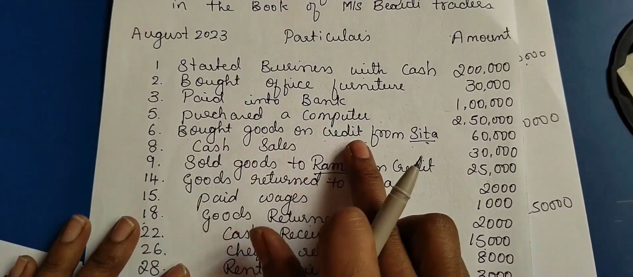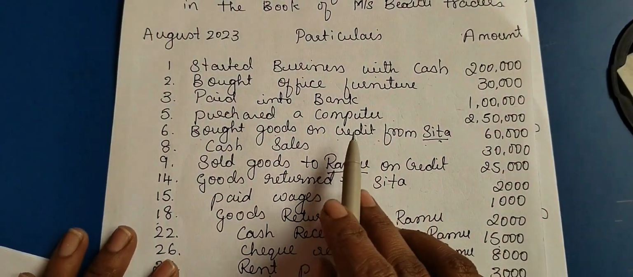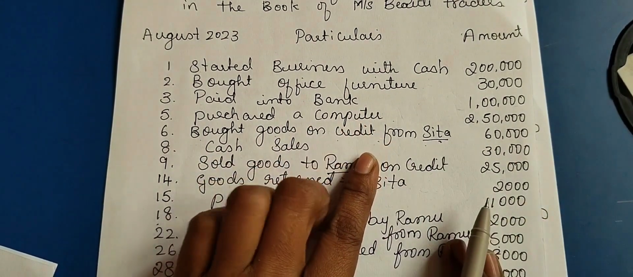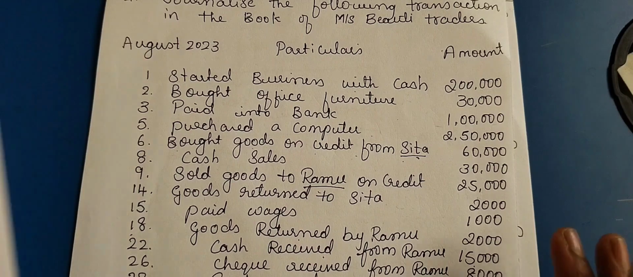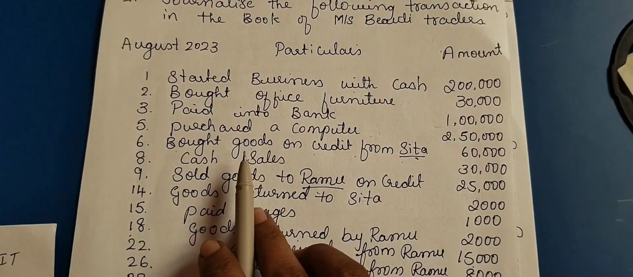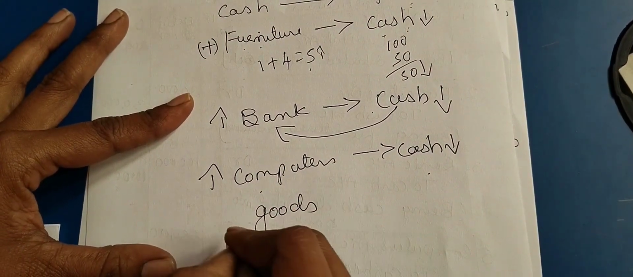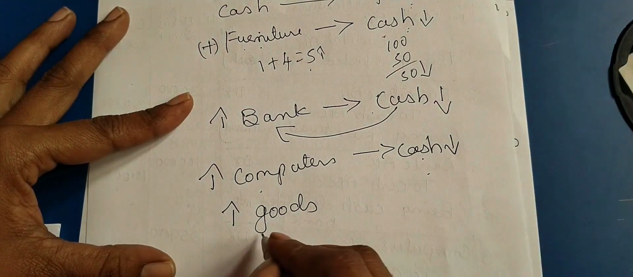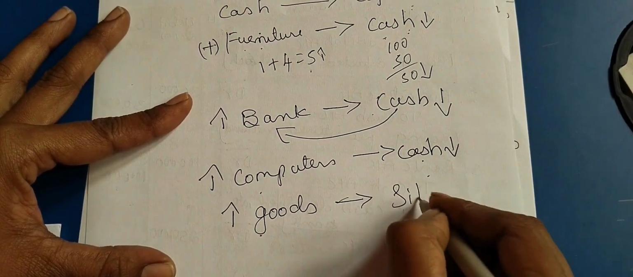Here, bought goods on credit from Sita, 60,000. Okay. Here, if they have not mentioned credit but they have mentioned the name of the supplier, then we will consider this as a credit transaction. Credit transaction means you are not making the payment immediately after the purchase. So here the goods are coming in. Goods fall under which category? Assets category. Goods increased. Okay. But you didn't pay cash for these goods.